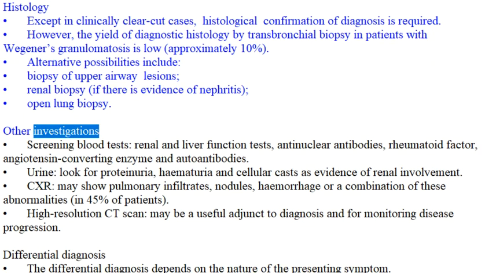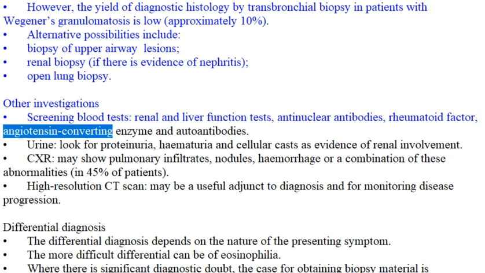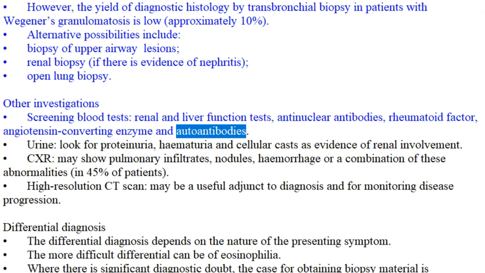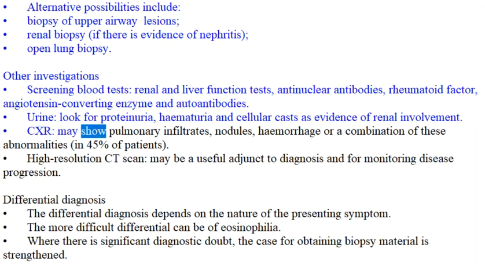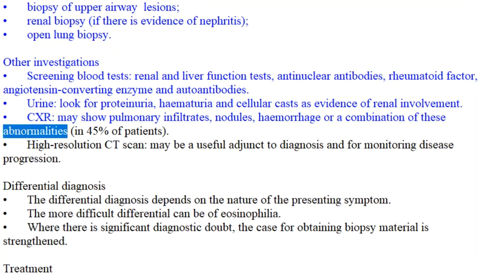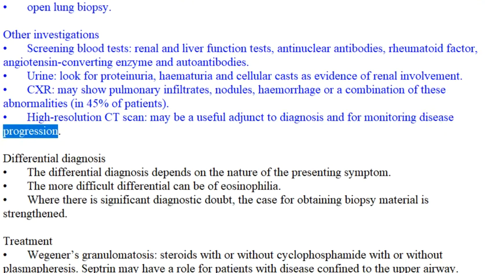Other investigations. Screening blood tests, renal and liver function tests, antinuclear antibodies, rheumatoid factor, angiotensin-converting enzyme, and autoantibodies. Urine. Look for proteinuria, hematuria, and cellular casts as evidence of renal involvement. CXR. May show pulmonary infiltrates, nodules, hemorrhage or a combination of these abnormalities, in 45% of patients. High-resolution CT scan may be a useful adjunct to diagnosis and for monitoring disease progression.